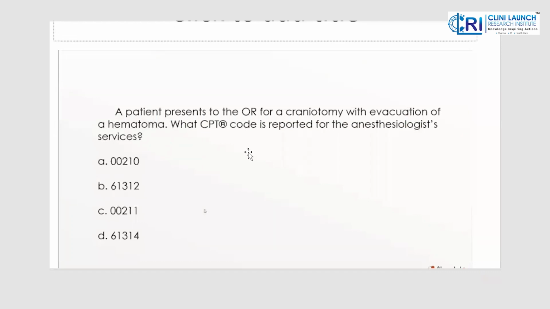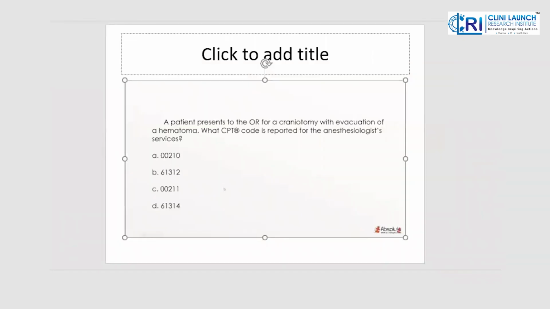A patient presents to the OR for a craniotomy with evacuation of a hematoma. What CPT code is reported for the anesthesiologist service? So you should code for the anesthesia service. Which options will you delete here? Which options will you consider here? We'll consider A and C. We have to delete B and D.